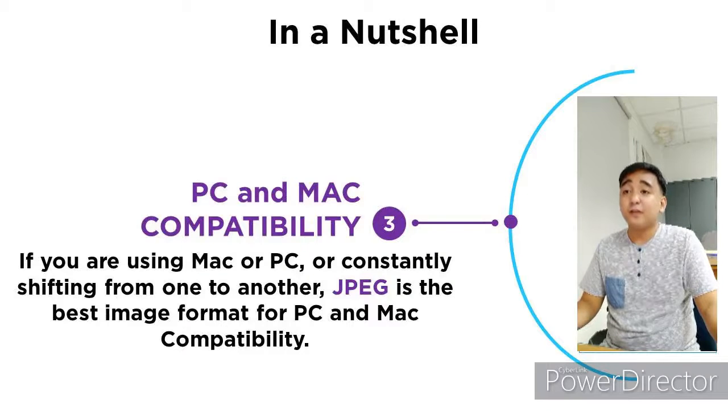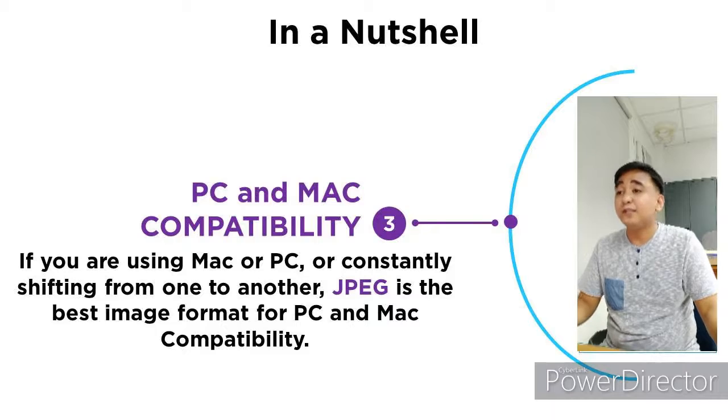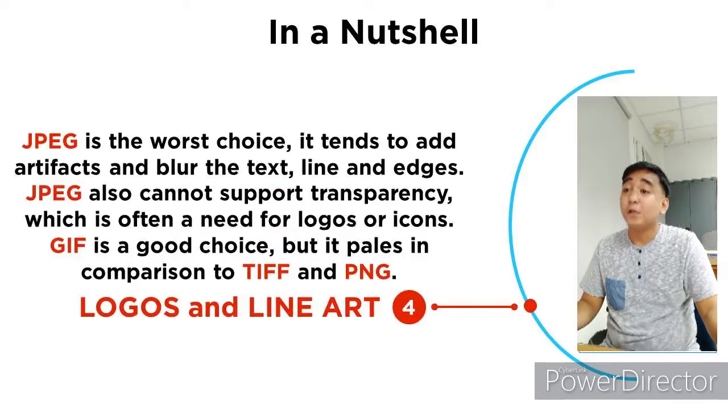PC and Mac compatibility. If you are using Mac or PC or constantly shifting from one to another, JPEG is the best image format for PC and Mac compatibility. For logos and line art, JPEG is the worst choice. It tends to add artifacts and blurred text, lines, and edges. JPEG also cannot support transparency, which is often needed for logos and icons.